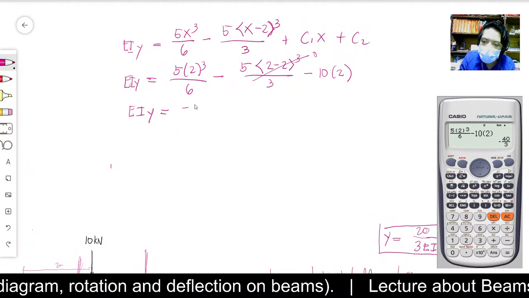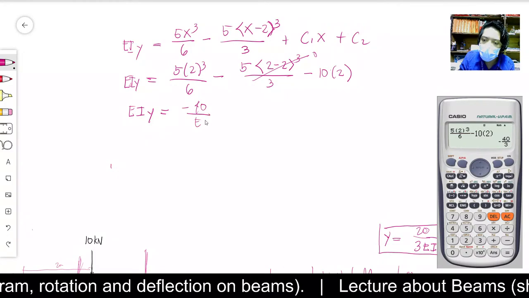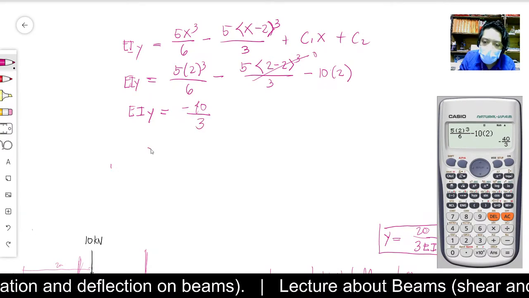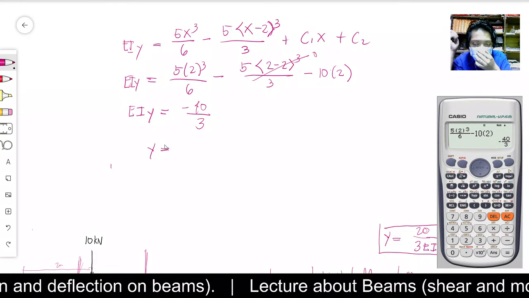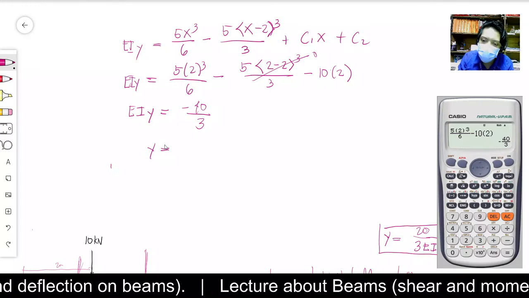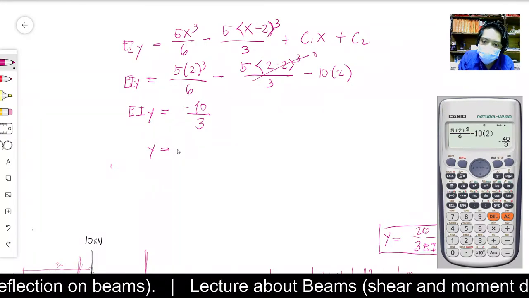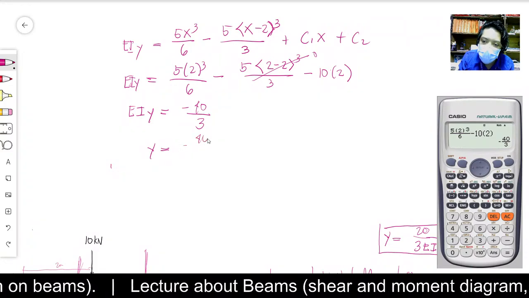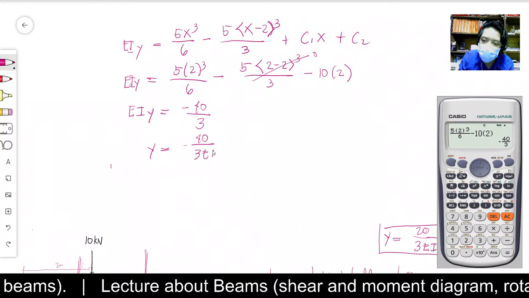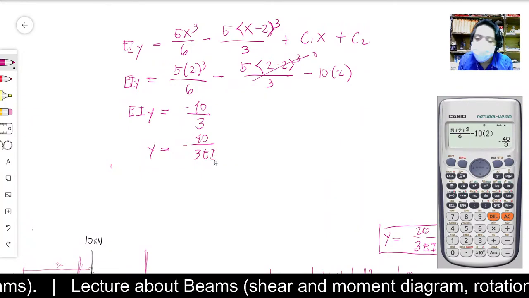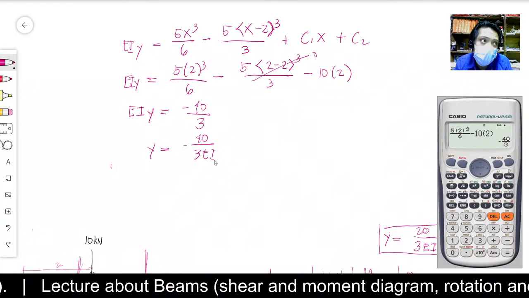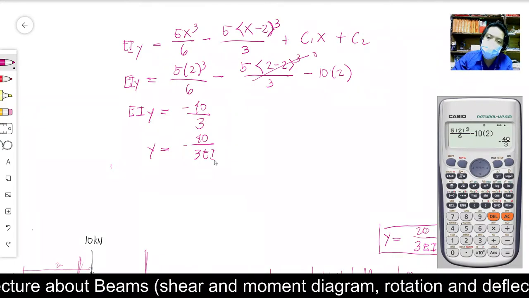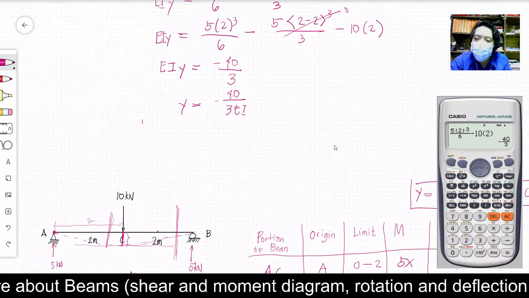So, that is negative 40 over 3. Over 3, not over EI. Negative here because downward ang deflection. Diba? Kay downward man ang move ng load. So, this is equal to negative 40 over 3EI. Okay, never mind the sign. The sign only indicates the direction of the deflection. So negative nga ibig sabihin downward.